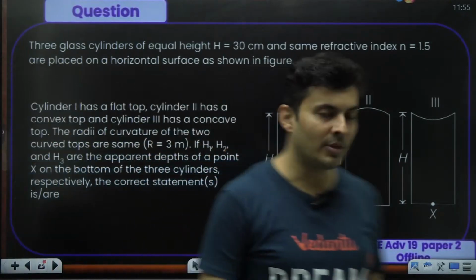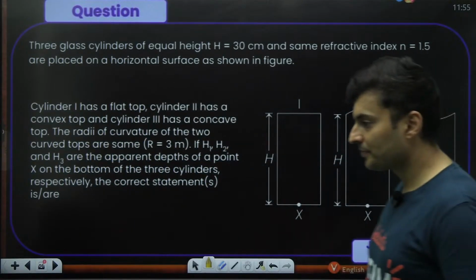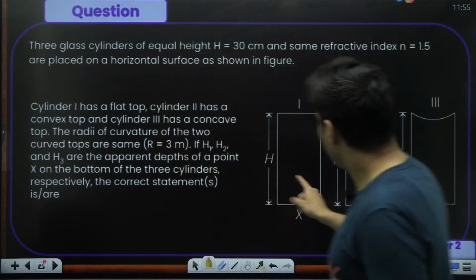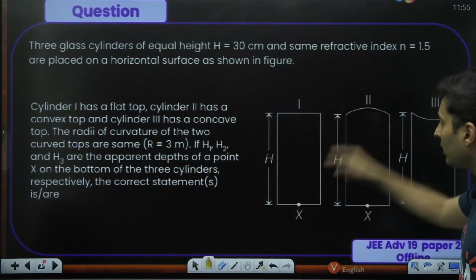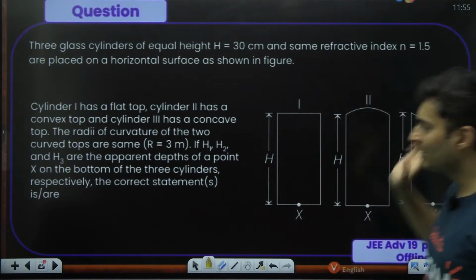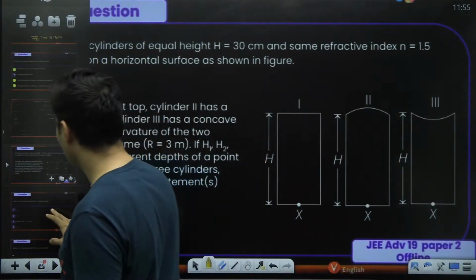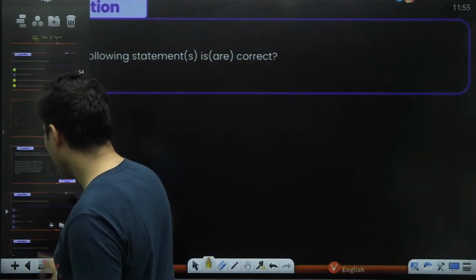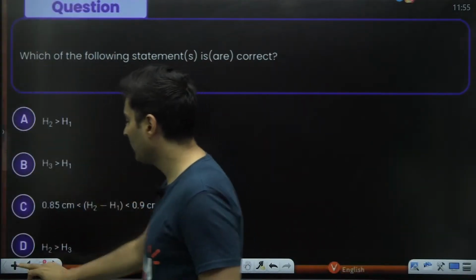So how do we do this particular question? Think about it. There are three marks at the bottom of the cylinders. One is a flat surface, one is this, one is this. Question is, what are the apparent depths? And which of them are correct?